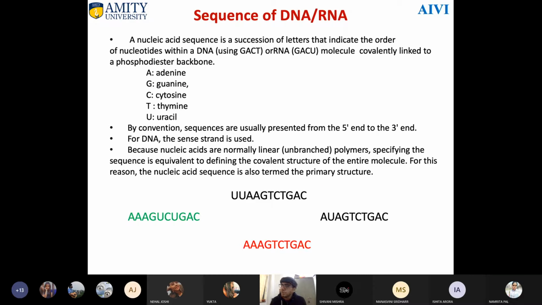And for stability also, DNA is much more stable than RNA. The sequence of DNA and RNA: what do you know about the sequence? Sequence simply means the chain, how the letters are arranged from 5' to 3'.